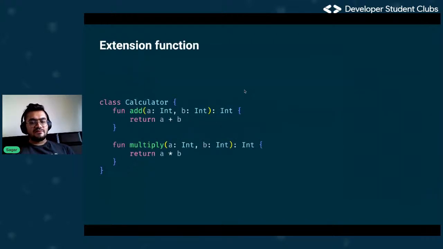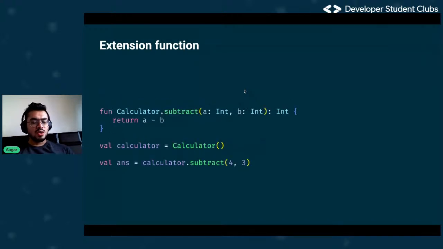So my favorite feature of Kotlin is extension function. If you have, let's say, a calculator class and it has two functions within, add and multiply, and this is something that you don't control. And if you want to extend the functionality of this class, so if you want to add, let's say, a subtract function, you can easily do so using extension function.